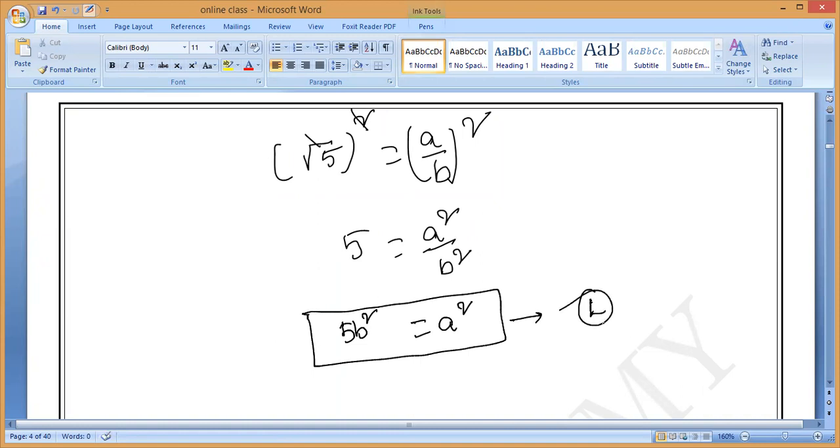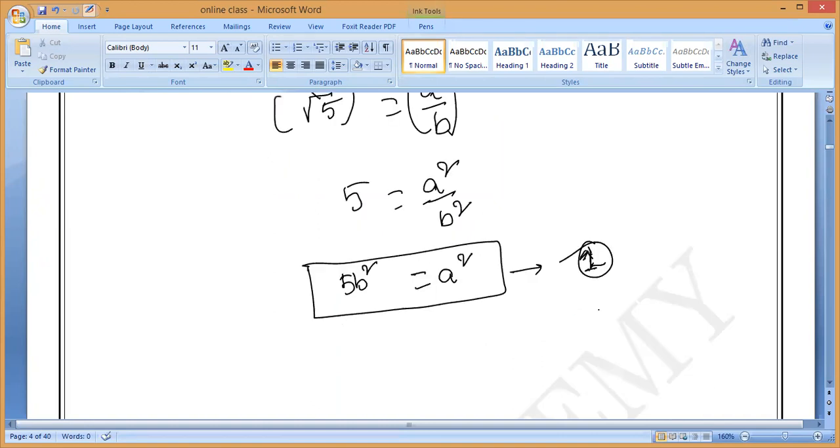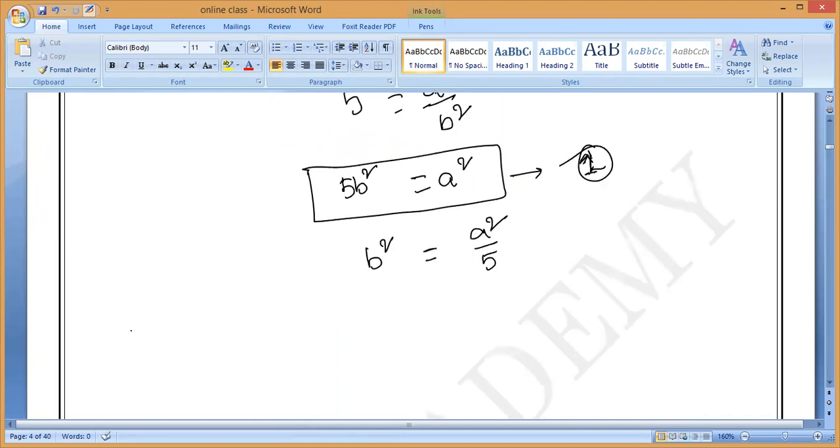Equation 1. Do you understand up to here? Next, write the equation for B square. What about B square? B square equals A square by 5. Next step. What is the next step? 5 divides A square, and 5 is a prime number.